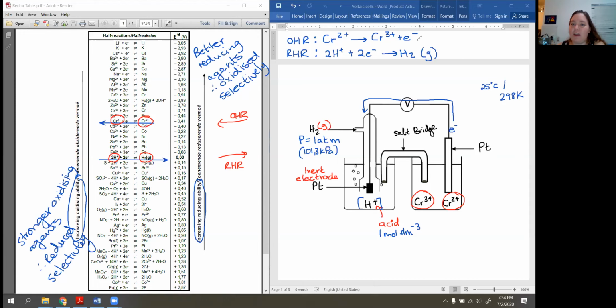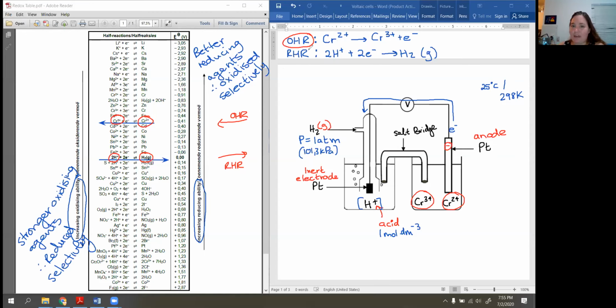Who can tell me the name of the anode? In fact, this one's a bit of a cheat one. Who can tell me the name of the anode anyway? Anyone who knows what the anode is? Okay, the anode, and this is why it's a bit of a cheat one, is platinum. The question though is which platinum? The oxidation half reaction gives us the anode. Oxidation is with chromium and chromium 2 plus. So this platinum is the anode, and the anode is negatively charged.